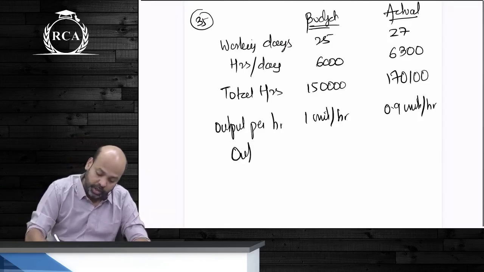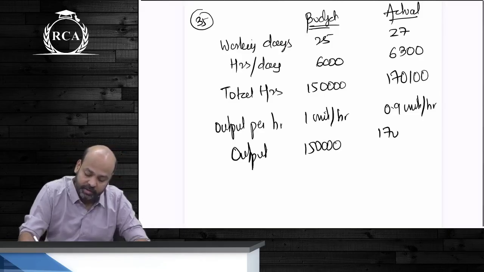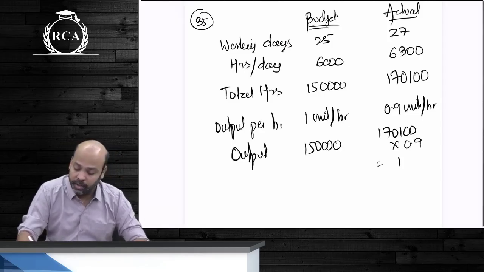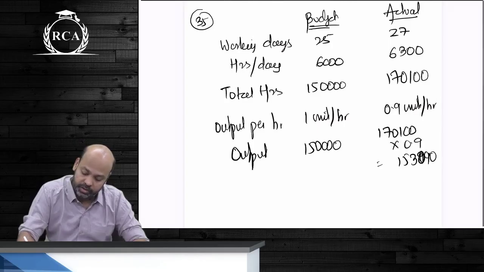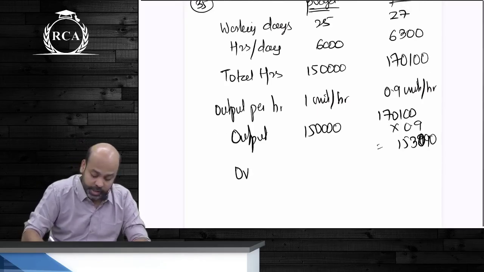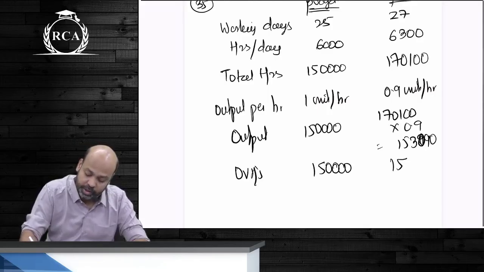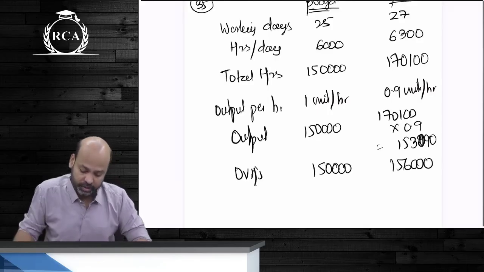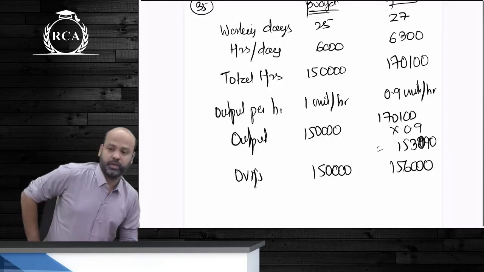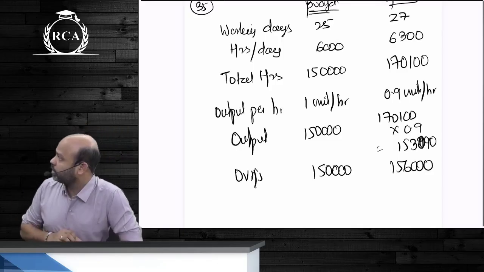So output, guys, as per the budget will be 1,50,000 units. Here it will be 1,70,100 into 0.9, don't divide, which is 1,53,090 units. And finally overheads, guys. As per the budget, fixed overheads were 1,50,000 rupees. Actual overheads are 1,56,000. This is the information that you need, guys.